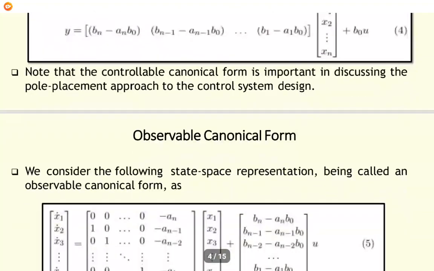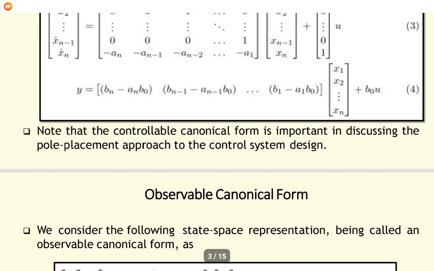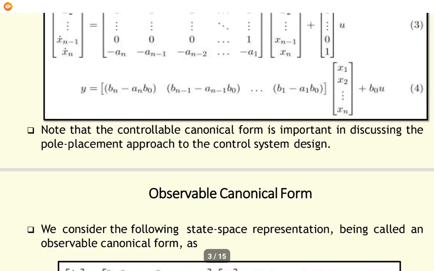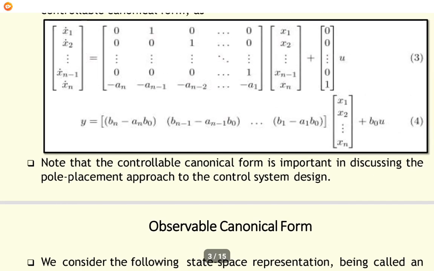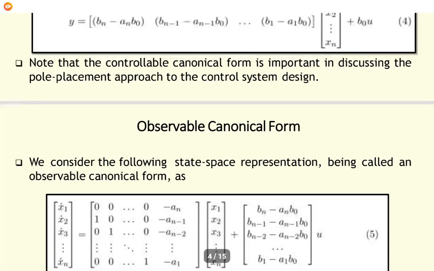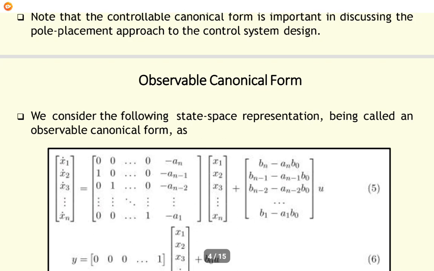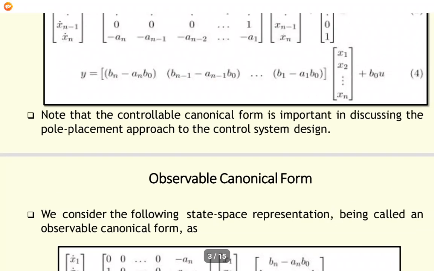Now, observable means C will be replaced by the B matrix. Whatever terms are available in the C matrix will be available in the B matrix column-wise. Then we can say it is observable, meaning that after performing the experiment, we can observe that thing. That means the C matrix will be the transpose of the B matrix.